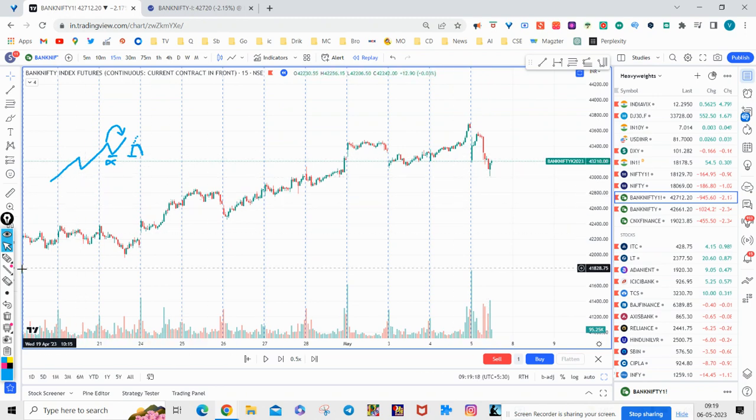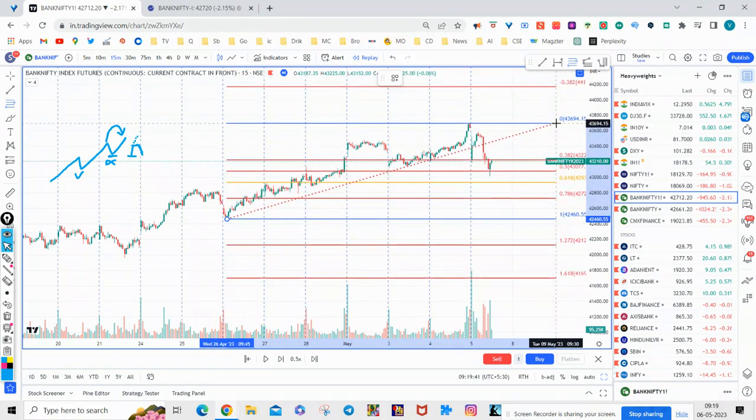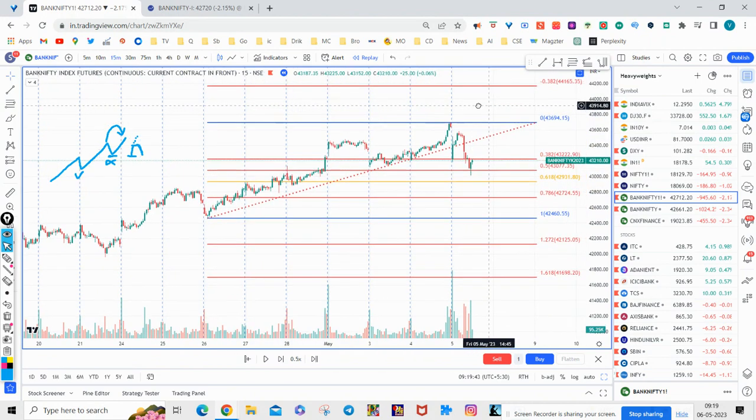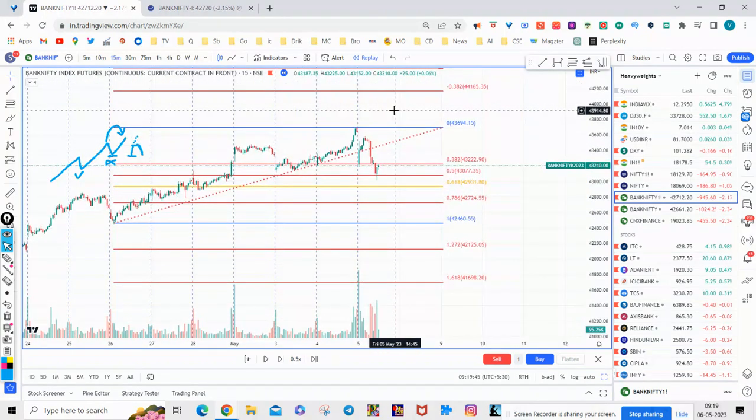So we must try to understand which is the earlier swing low. For example, this is the earlier swing low, and from this swing low, we must try to understand where the price has topped out. If you use the Fibonacci tool, this swing low, what I'm talking about is this swing low, so this low to the high. Just observe. I've taken the high so as to get the retracement levels.